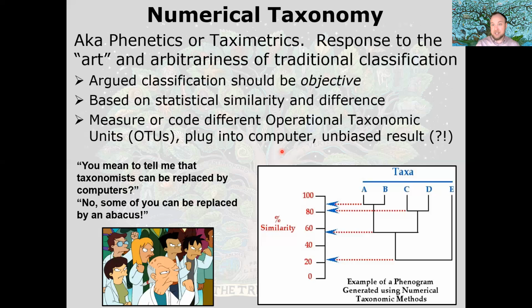Now, the computer is completely unbiased and objective. It's not opinion-based. The computer doesn't have opinions. It does what you tell it to do. Is that actually an unbiased result, though? Well, humans, objectively, opinion-based, had to decide what those OTUs were. What were we going to measure? What is important? What do we value? And so we've plugged our opinions into the algorithm, and so it doesn't really help. It's still an art. It's still not objective.